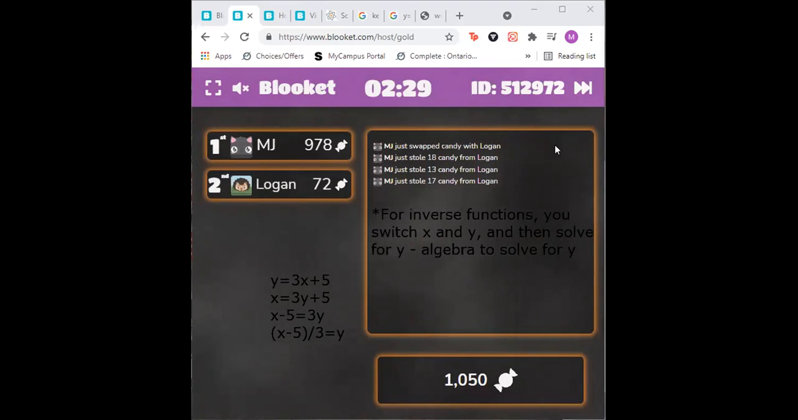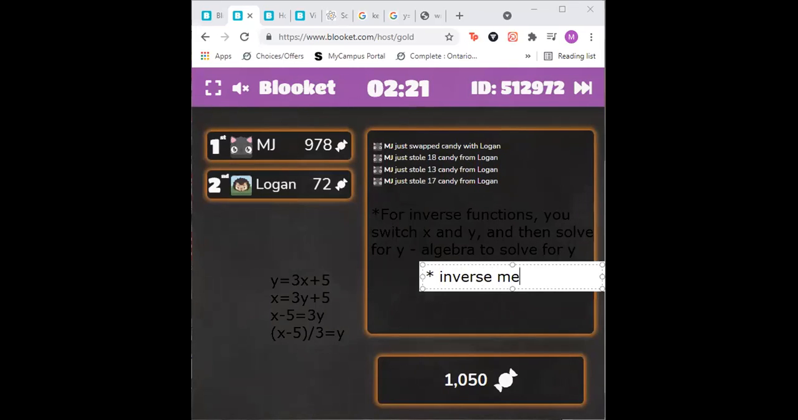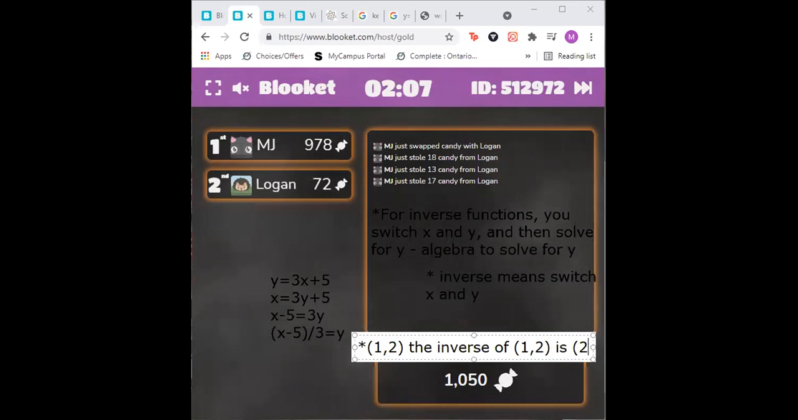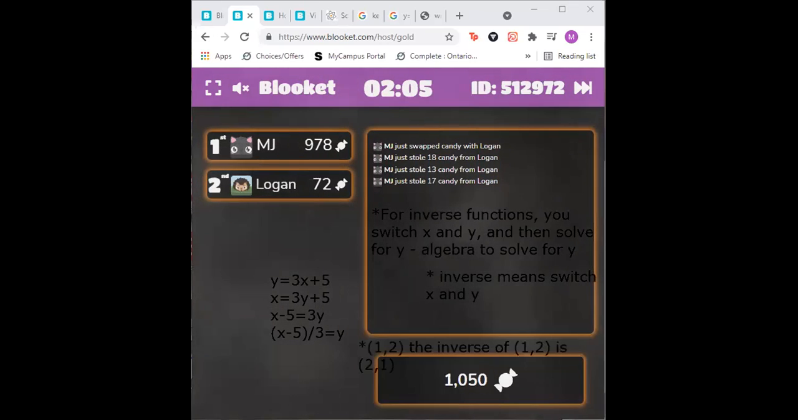And then inverse is just the opposite. So you just switch. The basic definition of the inverse is: inverse means switch x and y. So that's the basic definition. So if it's 1 and 2, the inverse of 1 and 2 is 2 and 1. So you just switch the x and y.